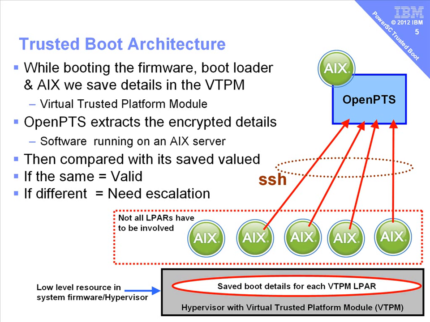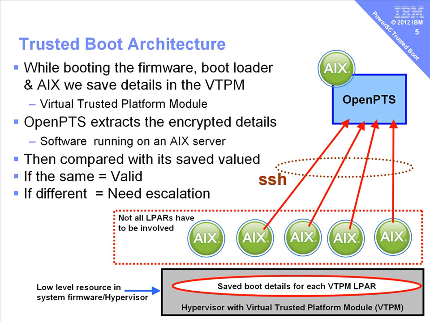You then run this, and it connects to each of the logical partitions you told it about over SSH to keep it encrypted, and the copy of AIX can extract its VTPM details, and it supplies those to OpenPTS. OpenPTS then compares that with, I put sort of a database in inverted commas here, it's a few files which are encrypted, so you can't fiddle about with them, and then it will compare the known safe values of the encrypted keys with the new ones that have just been sent from the hardware or hypervisor.